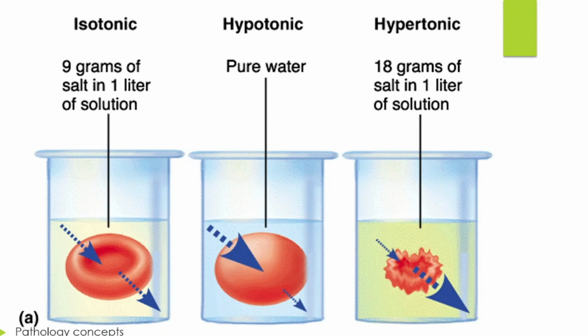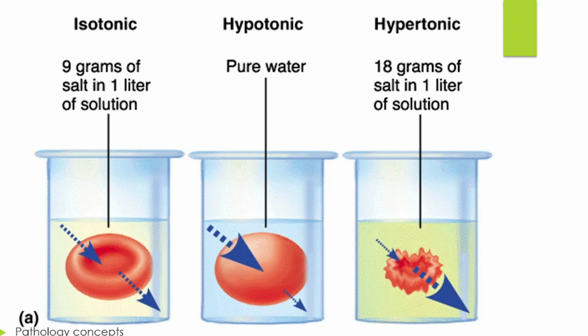Before we go into the details of hypo and hypernatremia, let's learn the terms like isotonic, hypotonic and hypertonic solution. Isotonic solution is made up by adding 9 grams of salt to 1 liter of water. This is the optimal tonicity of the solution required to maintain the cell volume and function. Here the cell remains healthy.